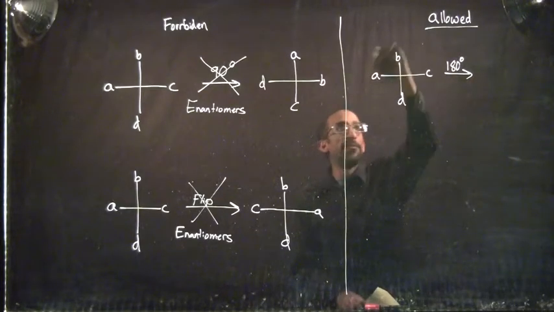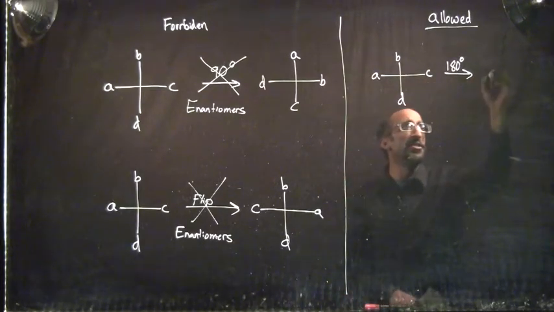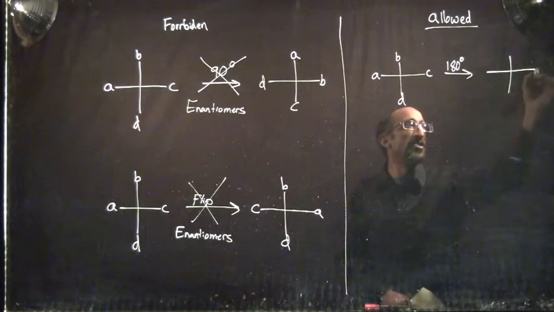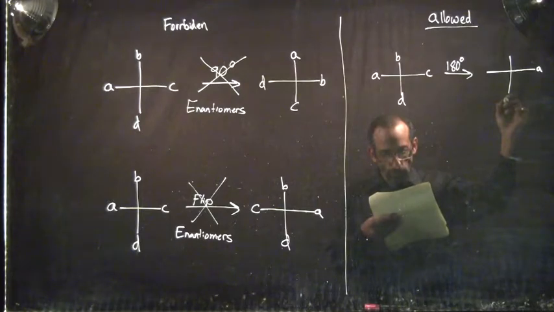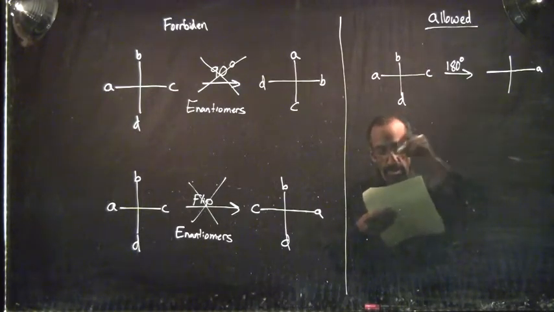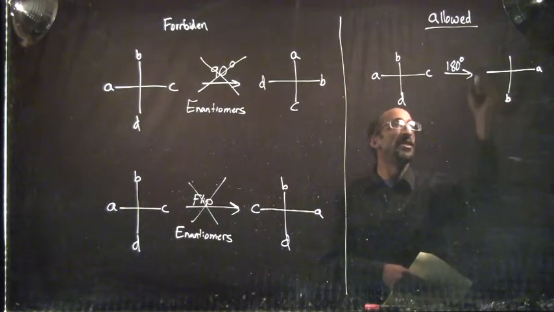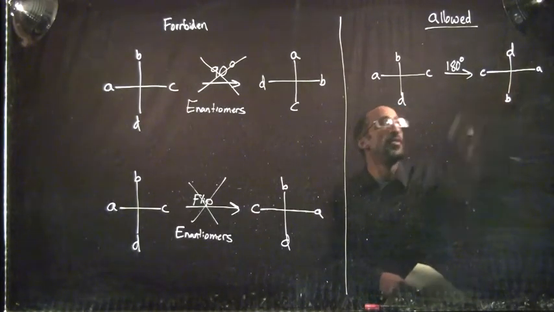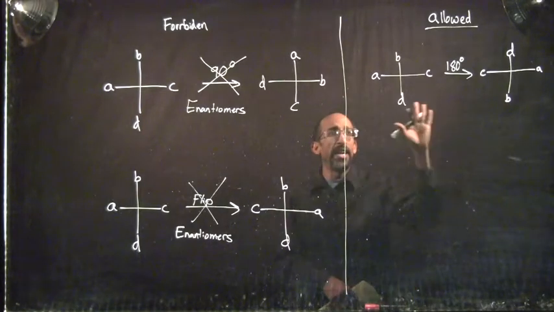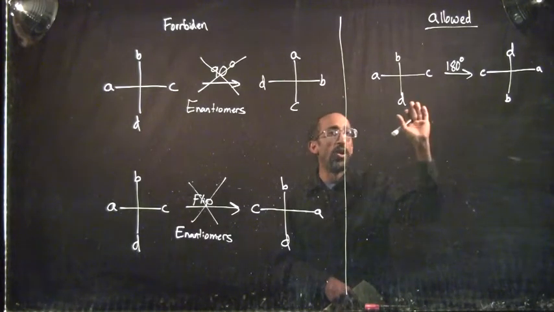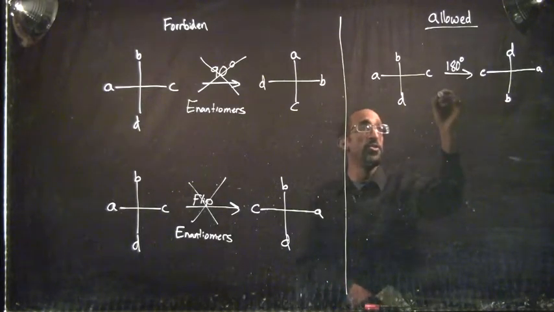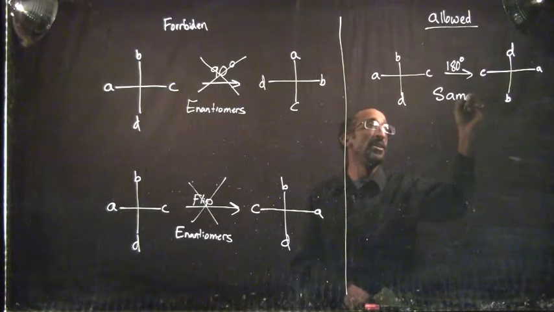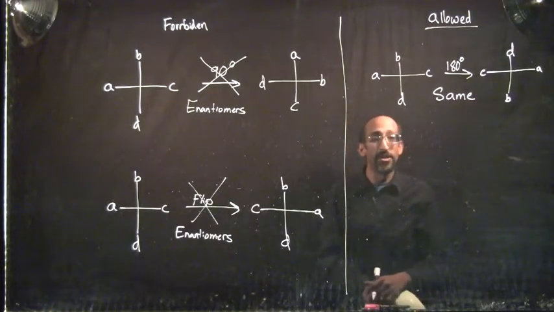So I'm going to take A and rotate the whole thing 180 degrees. My new projection: A, B, C, D, that puts B down here, C over here, D over here. If we create a perspective drawing or a model of this, we'll see that these two are the same, have the same configuration, same stereochemistry.